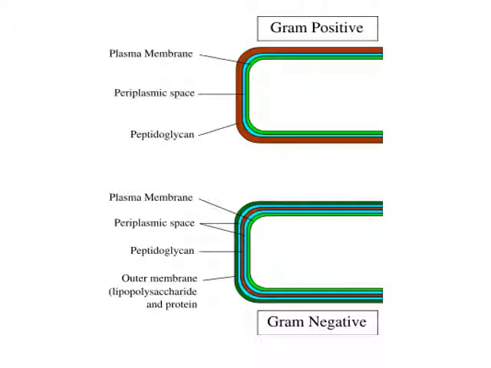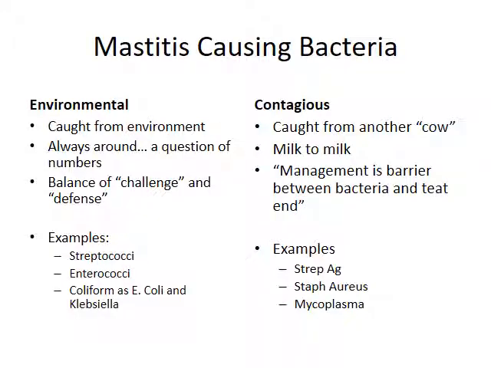So again, the difference between gram positive and gram negative is that extra outer layer. Knowing the difference between the two helps us direct our prevention measures and helps direct our treatment measures. So we're going to take gram positive and kind of switch over to environmental versus contagious. Environmental, often gram negative, are caught from the environment. As a general rule, they're always around.